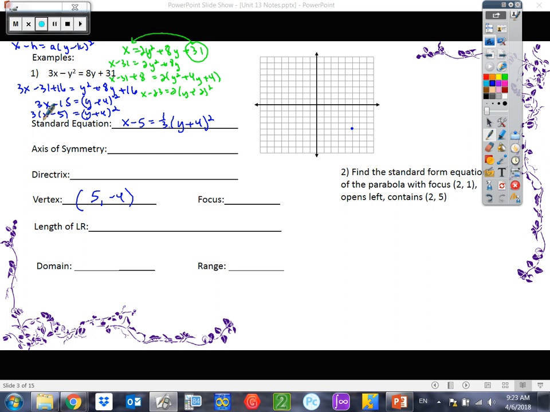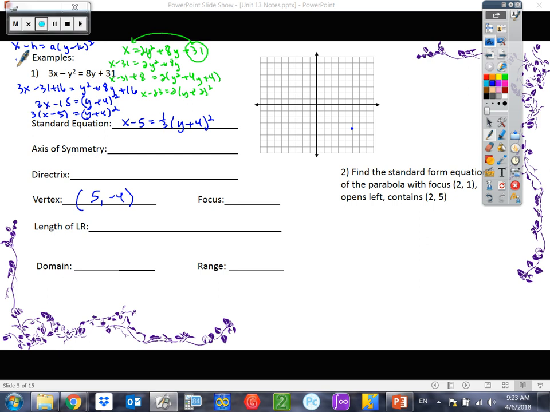If I had left this over here, what would I think a was? I would think it would be 3, right? And it's not. It's 1/3. So it would really mess up everything else. So I just want to make sure it has to be in this form, or you're going to take some wrong readings off of it.